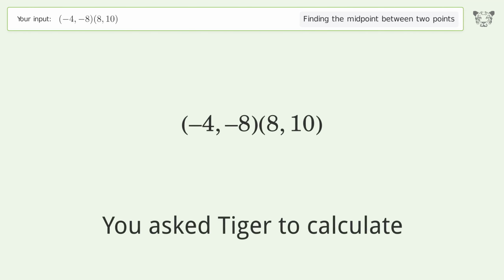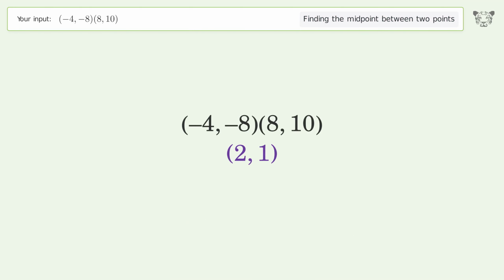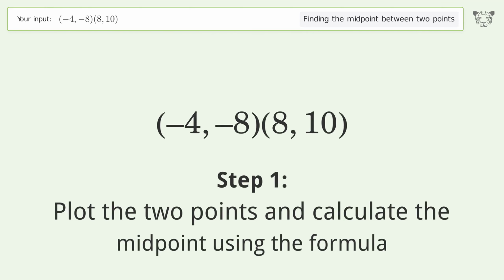You ask Tiger to calculate. This deals with finding the midpoint between 2 points. The midpoint between the 2 points is 2, 1. Let's solve it step by step. Plot the 2 points and calculate the midpoint using the formula.